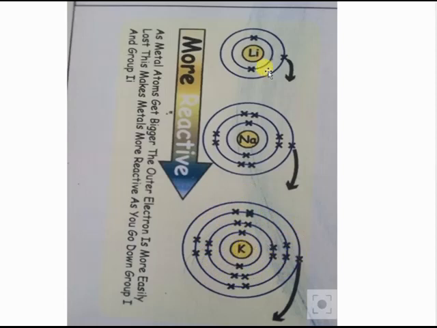So the nucleus is not holding the outermost energy level strongly. But look now at lithium. In lithium, the nucleus is here and the outermost is here. Look at the distance. It is held very strongly. The force of attraction in lithium is very high. That's why the reactivity increases down the group. So this one is not very reactive compared to potassium, for the reason I have given.